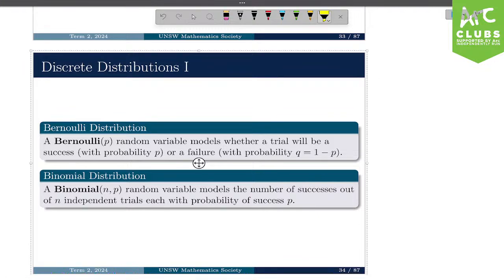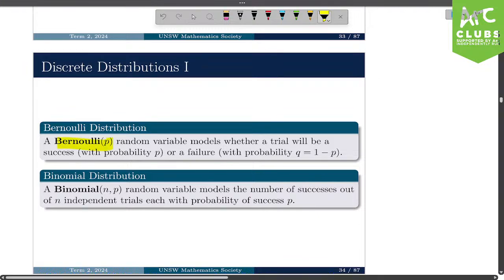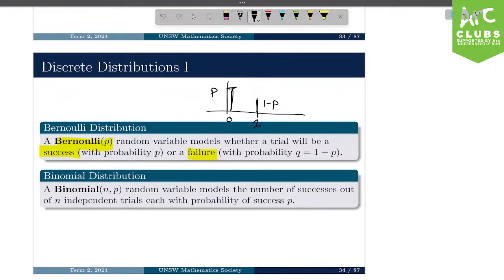A Bernoulli distribution is a random variable that models whether a trial will be a success or a failure. So what does it look like? It's just a function that has, at 0, height p, and at 1, height 1 minus p. All right, so it's just a distribution that tells you about a success or a failure, and we model failure with 0 and success with 1. Right, so it's only one trial.